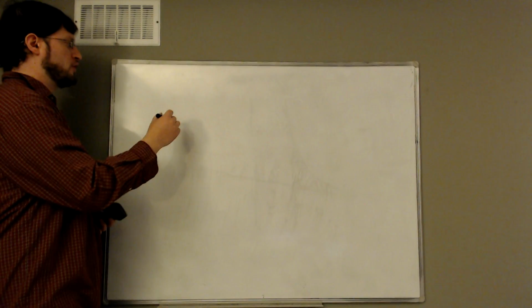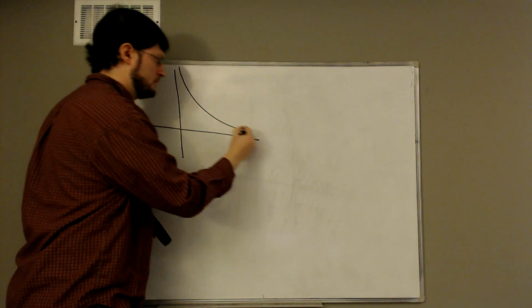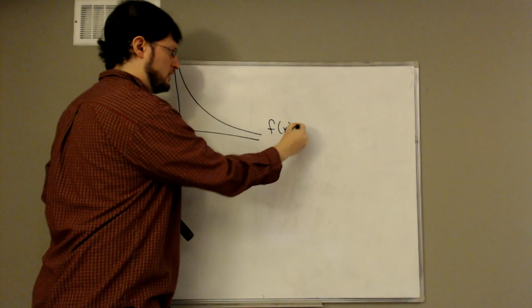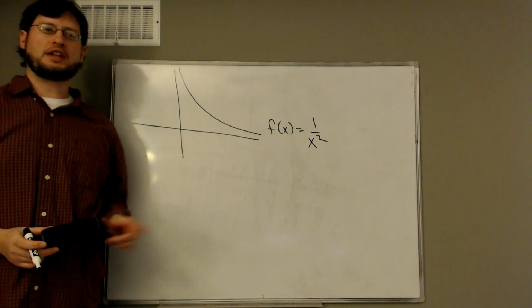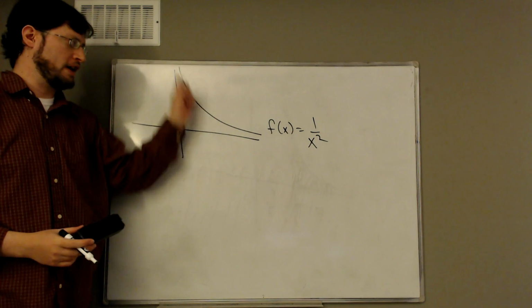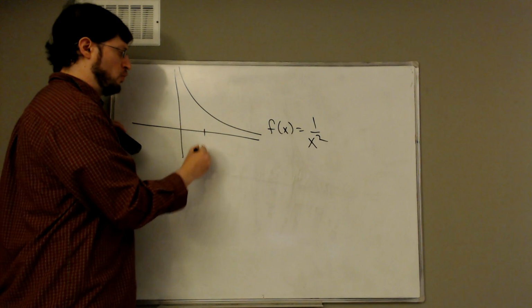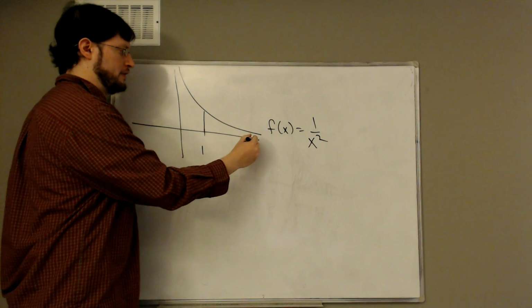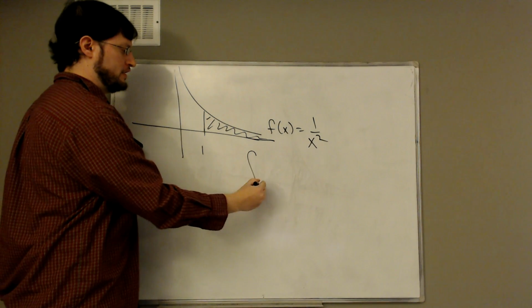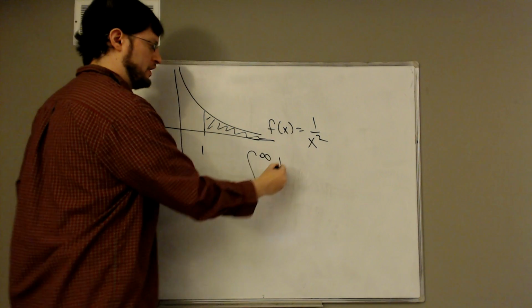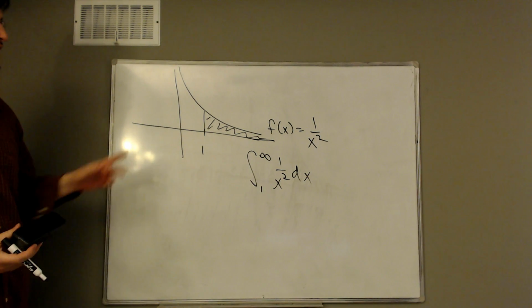Okay, so let's start with this one. Let's look at f of x as 1 over x squared. It looks a lot like 1 over x does, only it comes down faster because I'm dividing by x squared rather than x. And let's go from 1 to infinity. Now let's ask ourselves, what is this integral from 1 to infinity of 1 over x squared dx? What is that area under the curve?